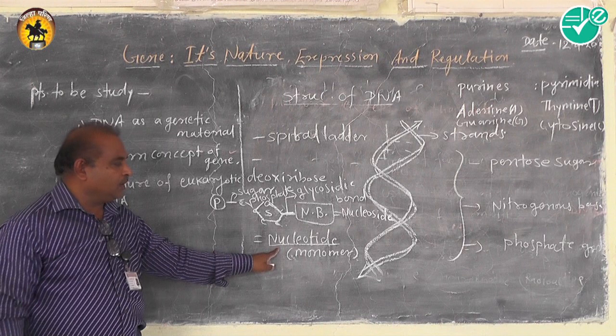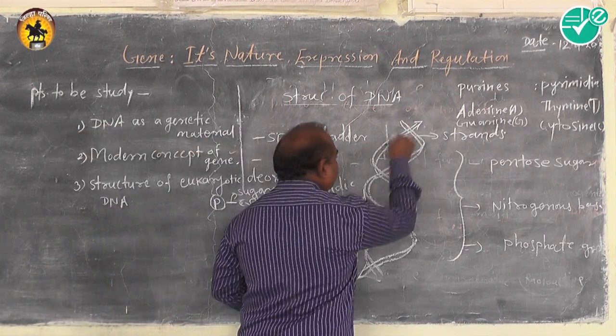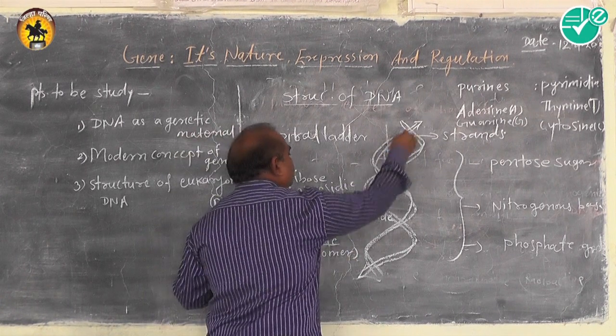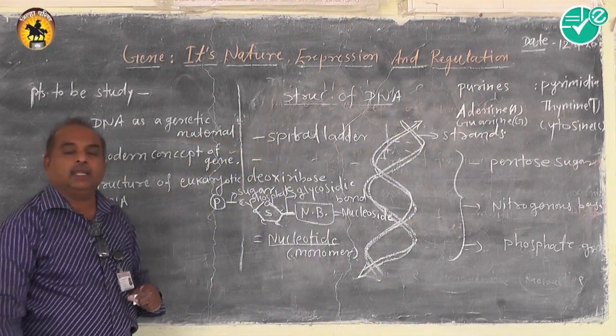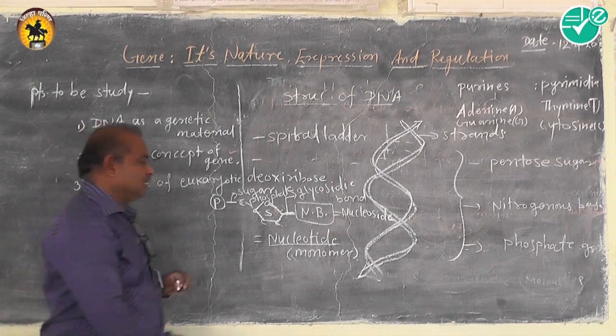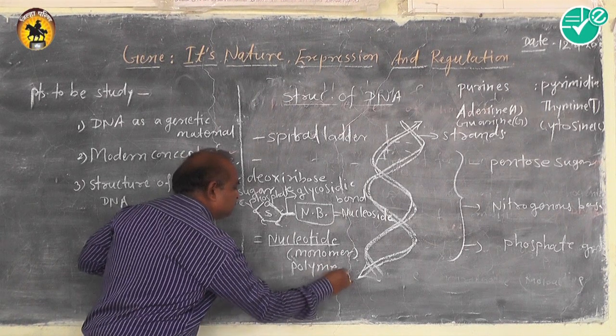Now, each nucleotide is also called a monomer, so a single strand of the DNA is made up of many such nucleotides linking together. So the DNA is called a polymer structure. Many monomers linking, so called a polymer structure.